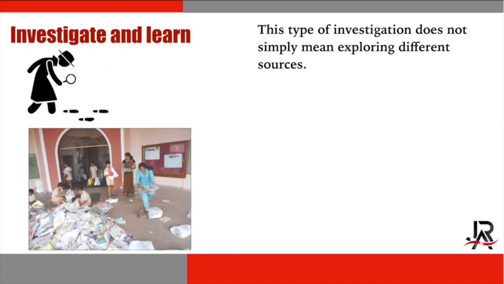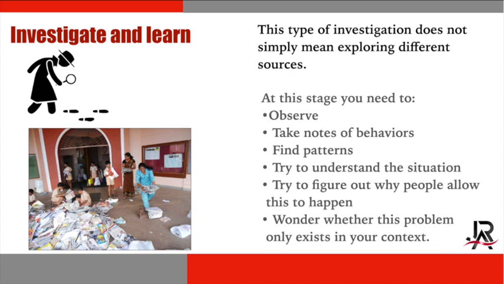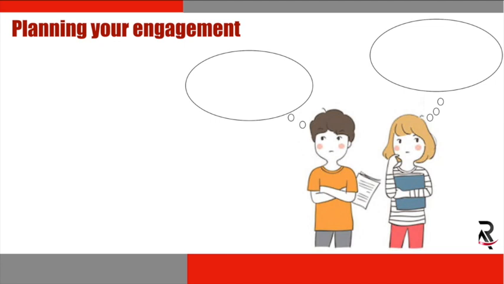Let's consider situation A, a problem with paper waste. If you decide to take action on this issue, part of the research you will have to do may consist of observing what is happening, taking notes of the behaviors that you observe, finding patterns in what people do, trying to understand the situation, trying to figure out why people allow this to happen, and wondering whether this problem only exists in your context. Learning about the problem, the context, and the people involved will help you to plan.